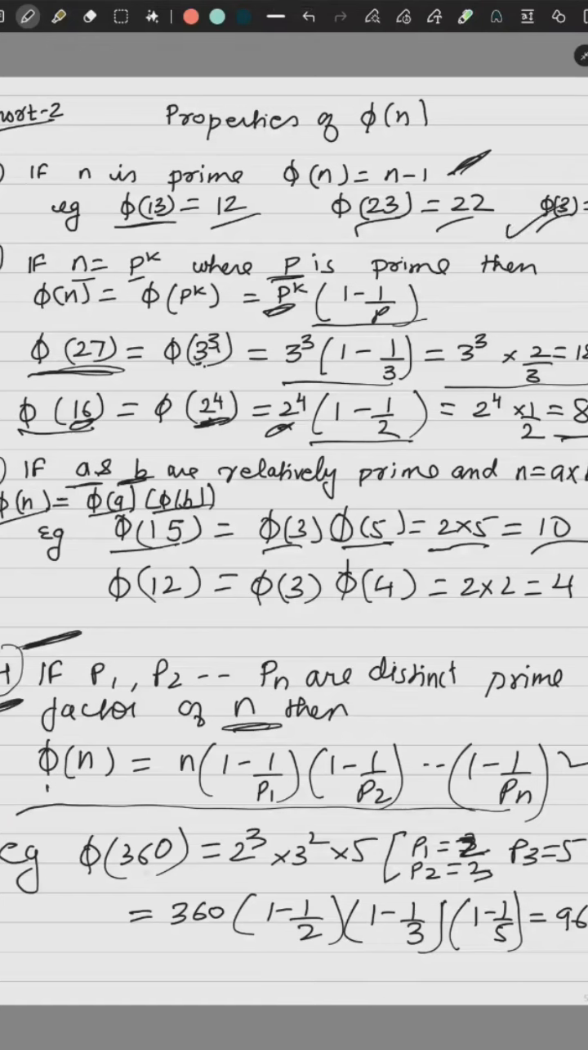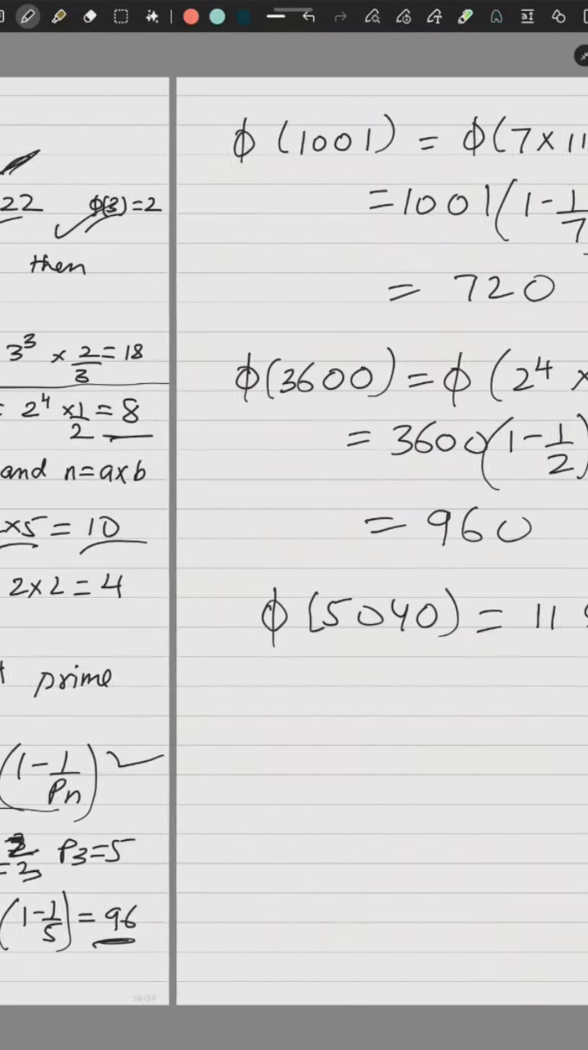Now look at the example, phi of 360. 360 can be factorized like this. Now these are the p1 value, p2 value and p3 value. So what will be the answer? 360, times 1 minus 1 upon p1, that is 2, 1 minus 1 by 3, 1 minus 1 by 5, the answer is 96.